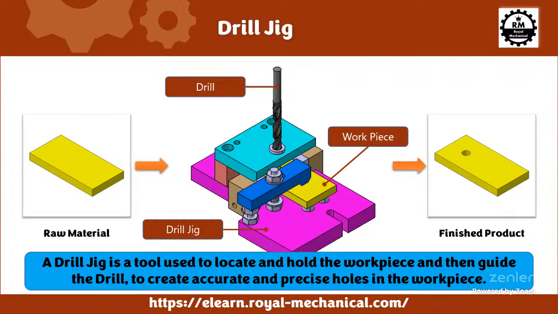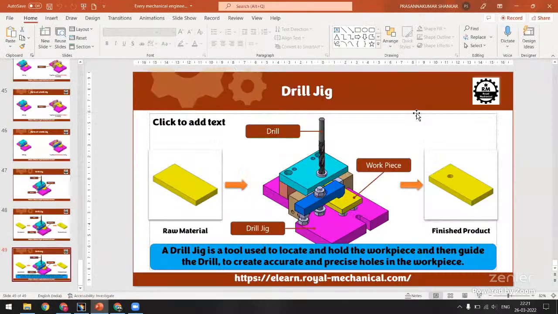So to define what a drill jig is: it is a tool used to locate and hold the workpiece and then guide the drill to create accurate and precise holes in the workpiece. So this is the definition of a drill jig. So that was some things on the concept of why a drill jig is essential.